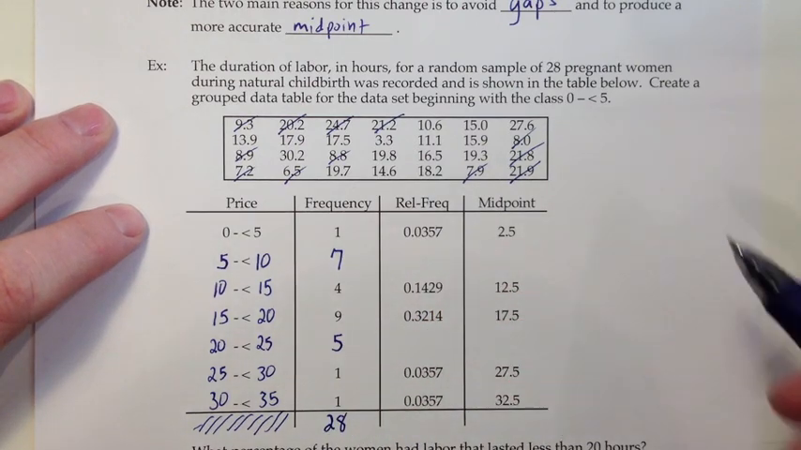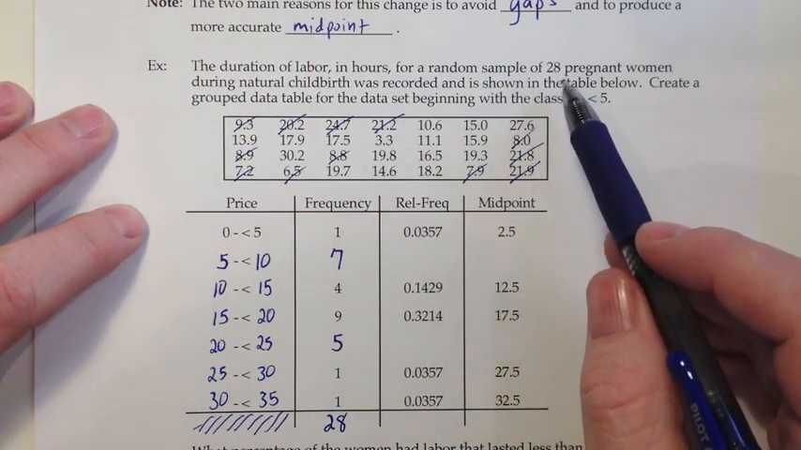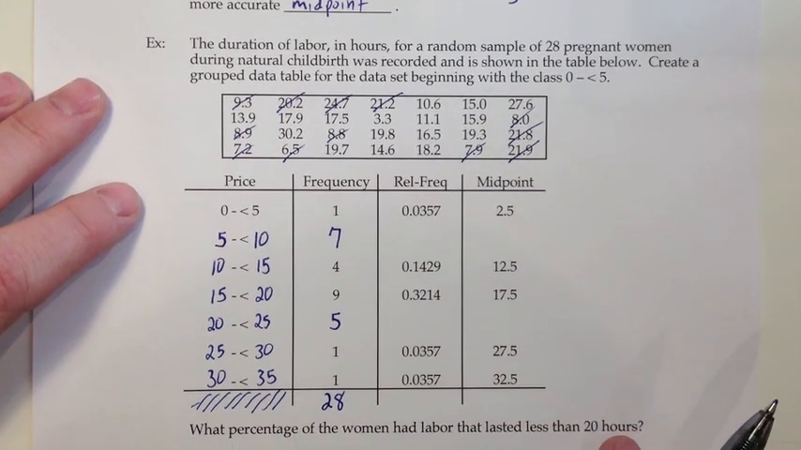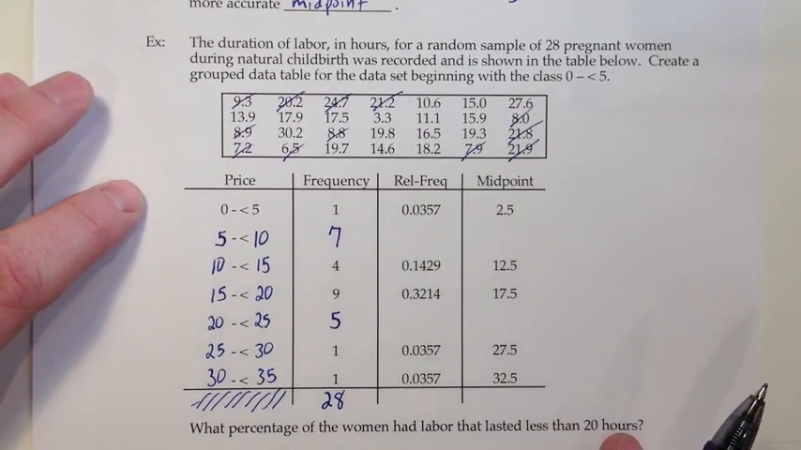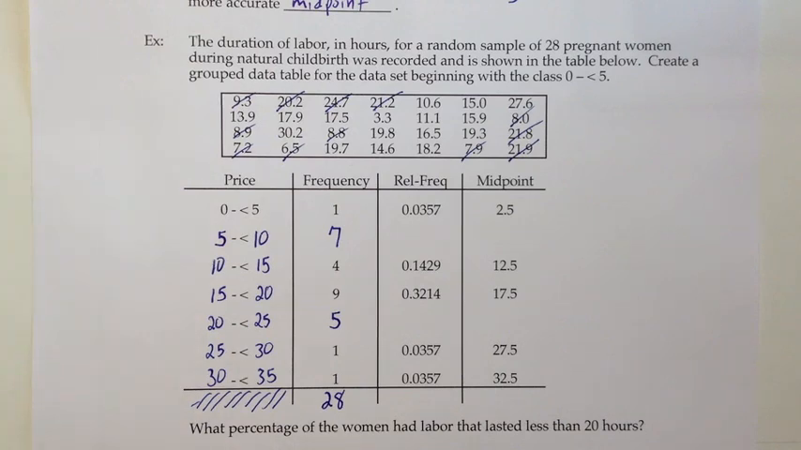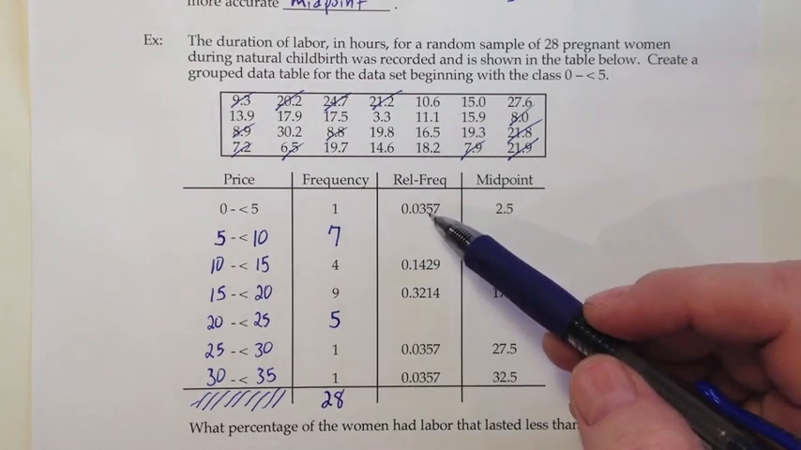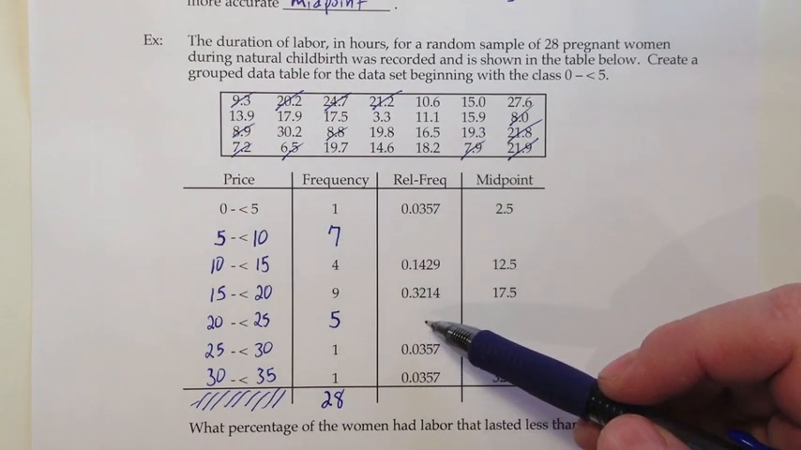And if we were to look back up at the original problem, it says it was a sample of 28 women. So it doesn't look like anything was missed, so that's a good sign. So that takes care of the frequency. That's just like the previous section. And then we'd want to turn those into relative frequencies, and we're going to do that in the same way.